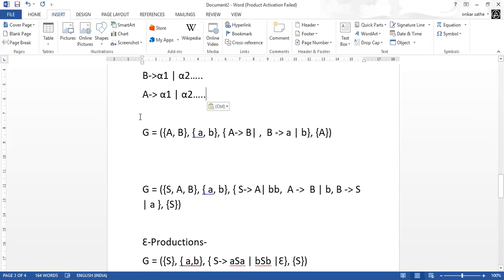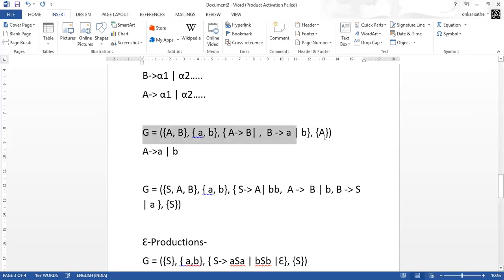So let us see one example. Now here the given grammar is G equal to {A, B}, {a, b} the set of terminal symbols. A gives B, B gives small a or b. Now in this first we will find out the unit production. Here A gives B is a unit production. So here we have to replace this B with its non-unit productions as A gives small a or small b.